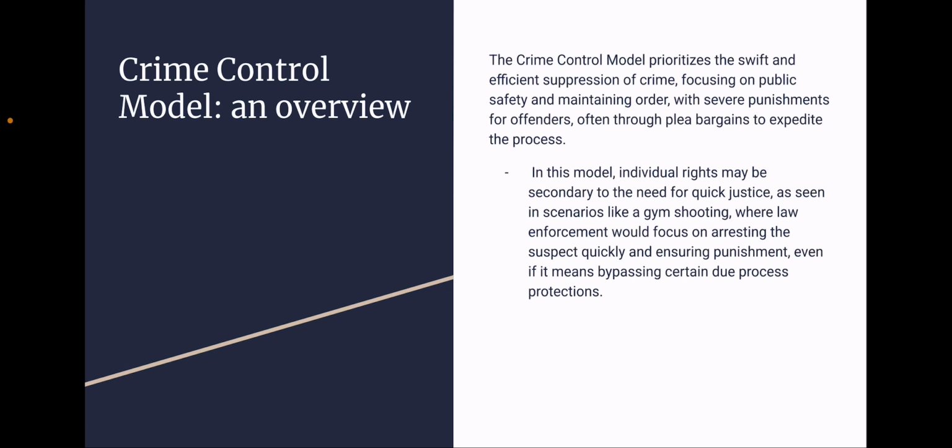This process is often kind of like an assembly line where law enforcement apprehends suspects, courts determine guilt, and offenders are punished, sometimes through plea bargains to avoid lengthy trials. For example, in a situation where a man commits a shooting at a gym, the crime control model would focus on quickly arresting the suspect and ensuring punishment, possibly overlooking legal technicalities or due process rights, as the priority is to protect the community and ensure justice for the victims.